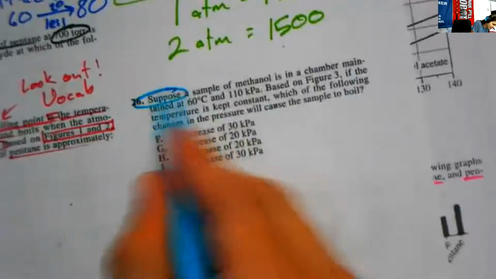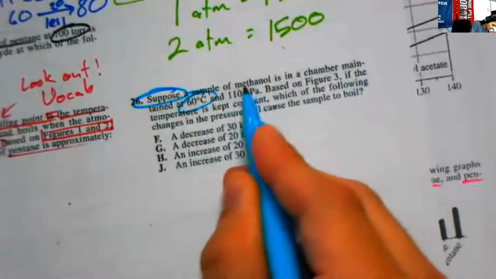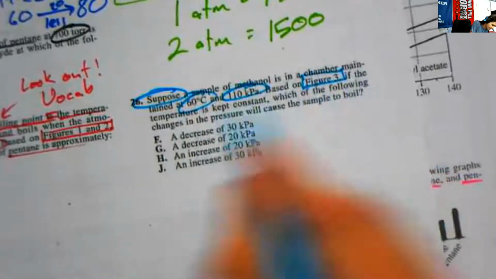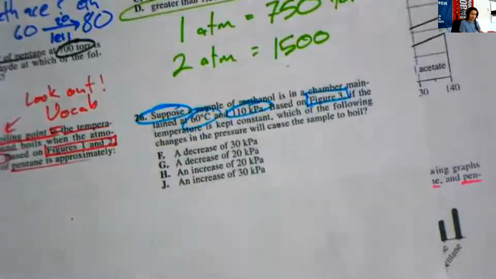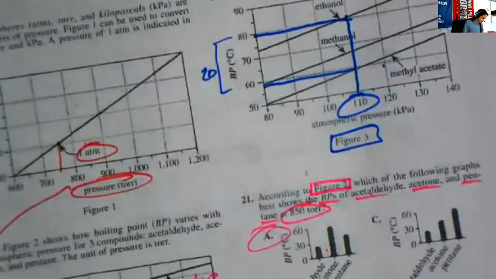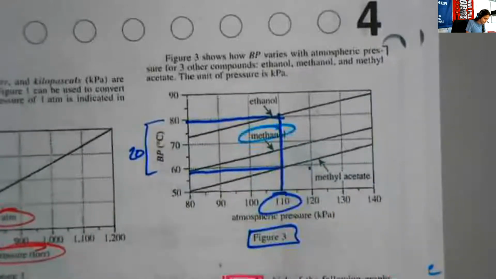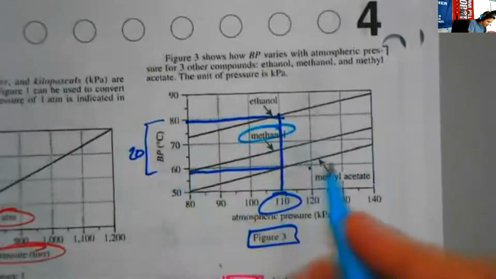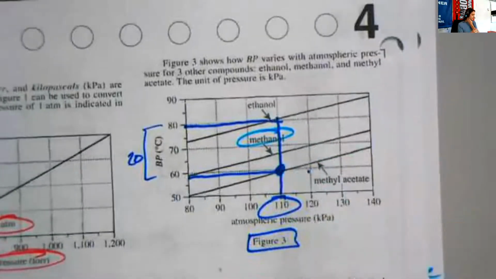We got, suppose a sample of methanol is in a chamber maintained at 60 degrees Celsius at 110 kPa. All right, so let's go over there. Let's go to methanol and put a dot at 60 degrees Celsius, 110 kPa. So here's the methanol line. 60 degrees Celsius, 110 kPa, that's right there. Okay. I don't know what that means right now, but I'm going to put a dot there.